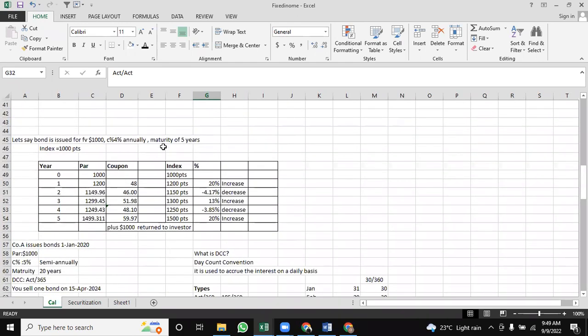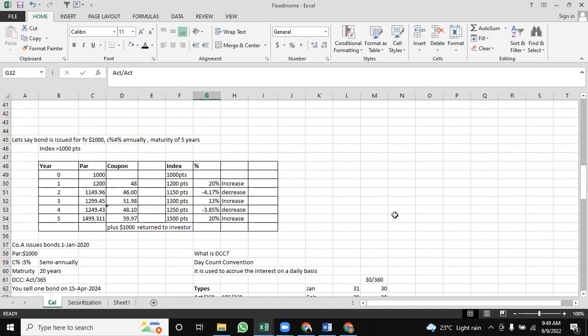Inflation index bonds are usually issued by governments or government-related bodies. Let's say a government issues an inflation index bond that has a par value of 1000, paying a coupon of 4% annually, and the maturity is 5 years. At the time they issue the bond, the inflation index is at 1000 points. Is this clear till now?